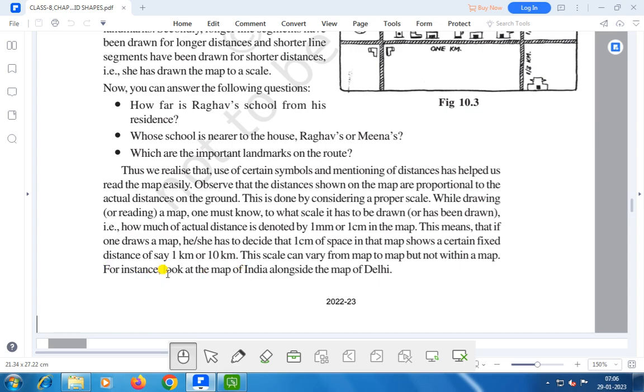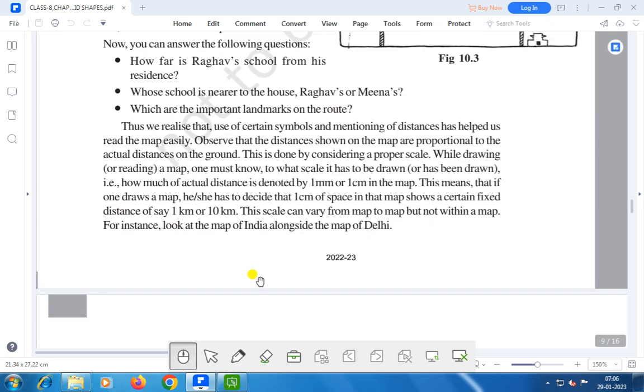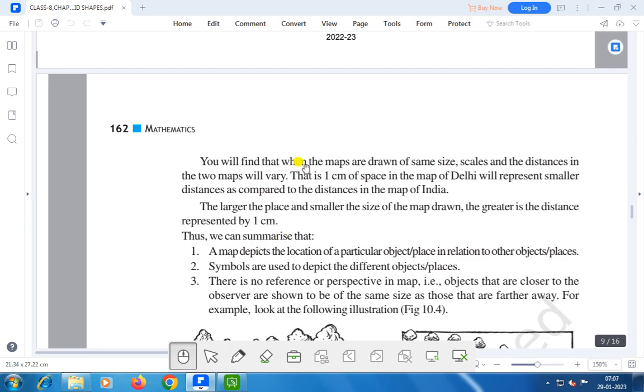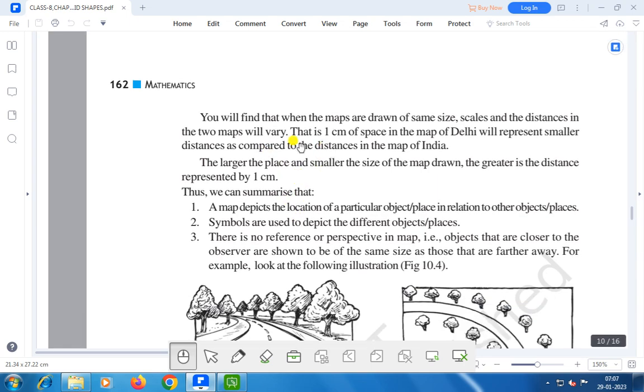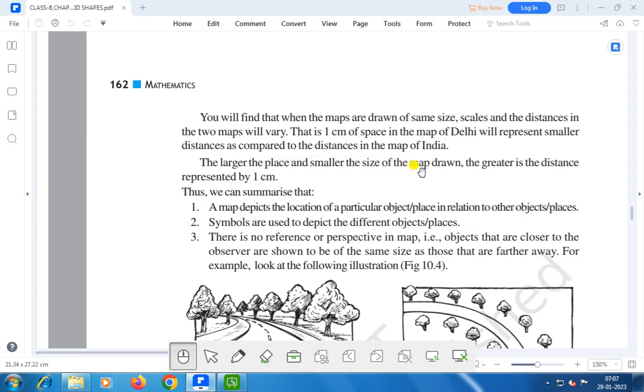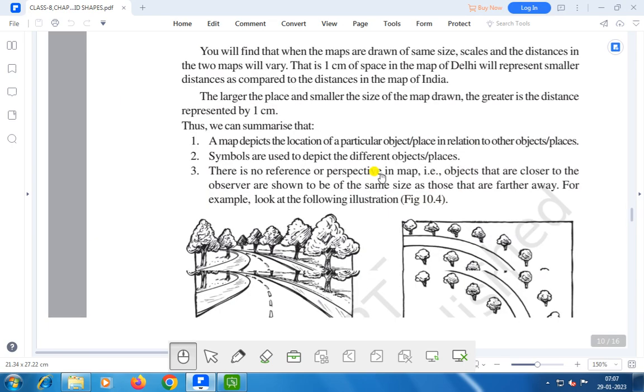For instance, look at the map of India alongside the map of Delhi. You will find that when the maps are drawn of the same size, the scales and distances in the two maps will vary. That is, 1 centimeter of space in the map of Delhi will represent smaller distances as compared to the distances in the map of India. Larger the place, smaller the size of the map drawn, the greater is the distance represented by 1 centimeter.